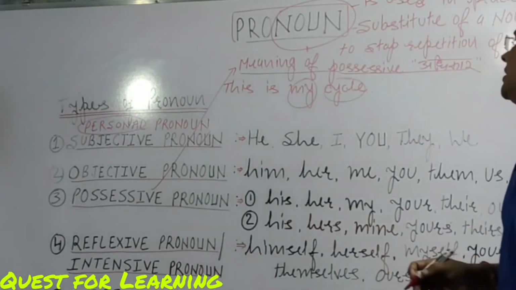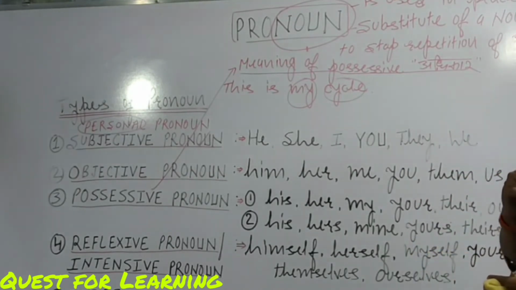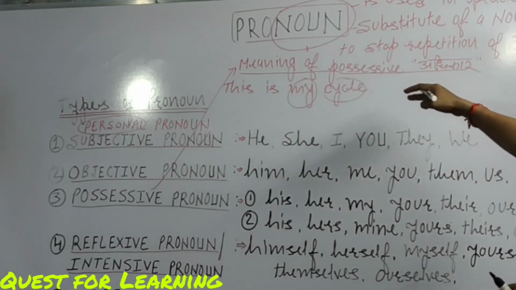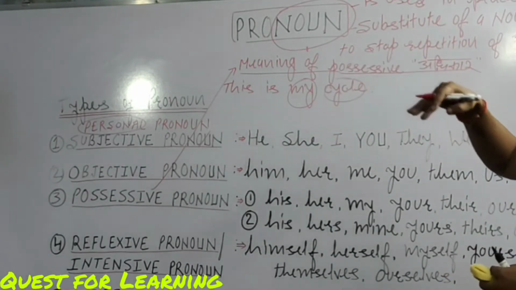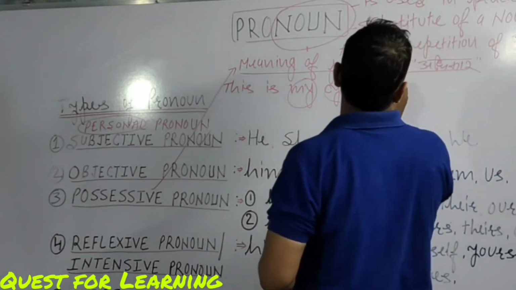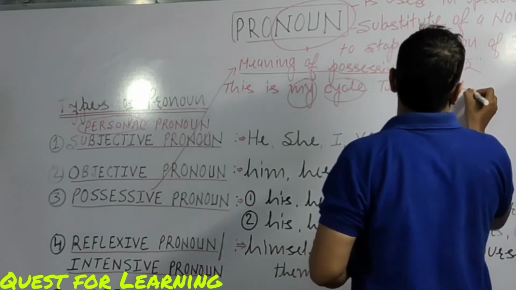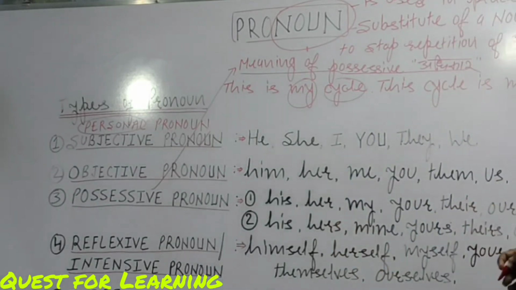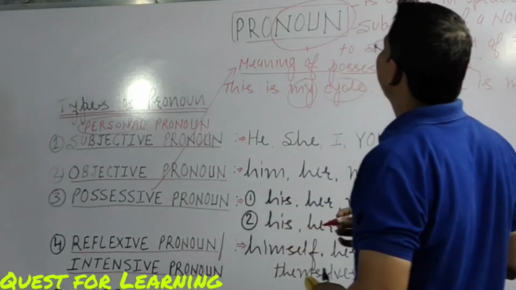If I say ये साइकिल मेरी है, listen very carefully. If I say ये मेरी साइकिल है, this is my cycle. If I say this, ये साइकिल मेरी है, then I will say this cycle is mine. This cycle is mine. Okay, this cycle is mine. What is the difference here over here?